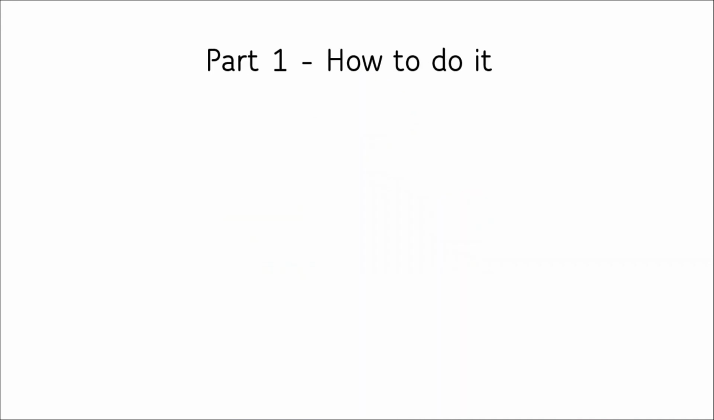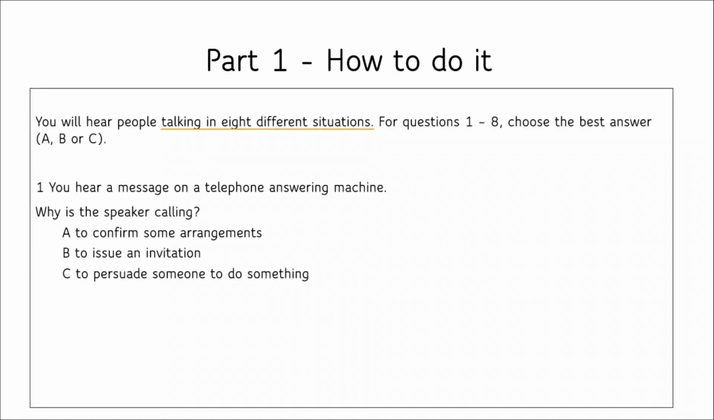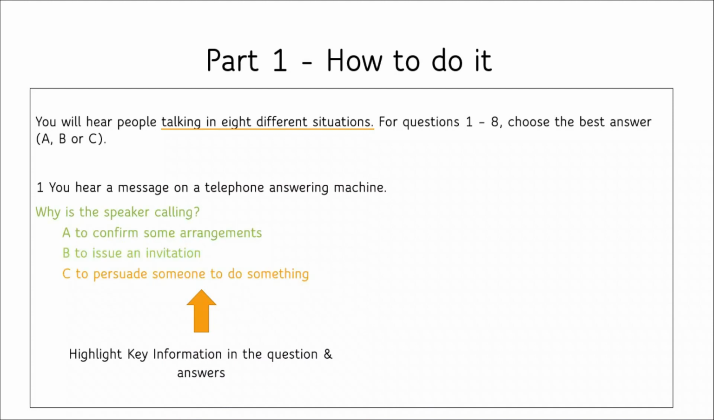Now we'll talk about how it's organized. Here we have an example from a listening test with the instructions at the top, which tells us that it's 8 different situations. We then have a question and 3 possible answers. The first thing to do is to highlight the key information in the question and also in the answers. And you can see there we've changed the color on the question and also on the possible answers.